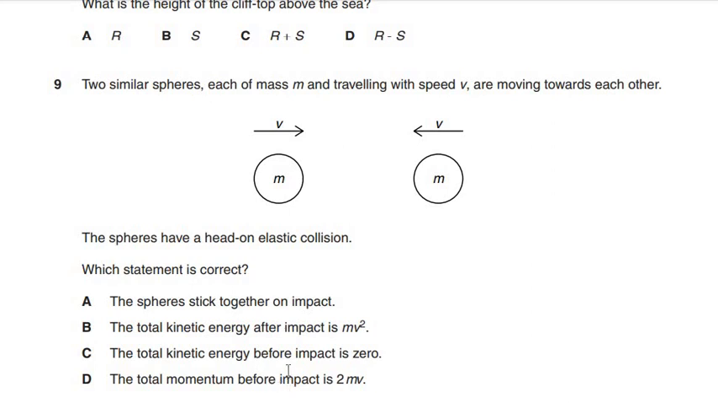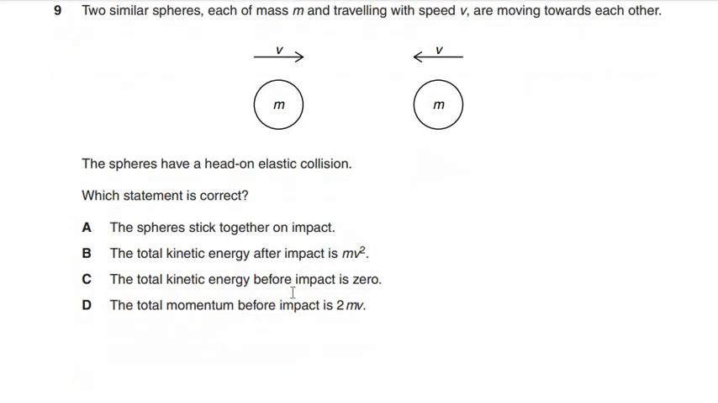Total kinetic energy before impact is 0. Wrong. Total momentum is 0, but the kinetic energy is a scalar quantity, so you add them up regardless of direction. And total momentum before impact is 2mv. Again, this is wrong. It's going to be 0 because this is going to be mv and this is going to be minus mv.